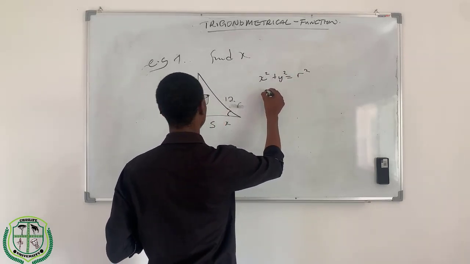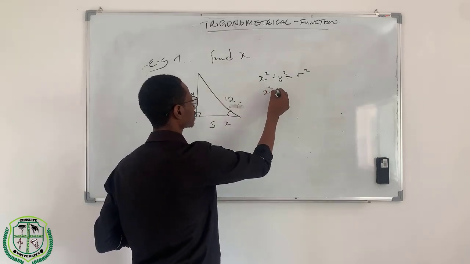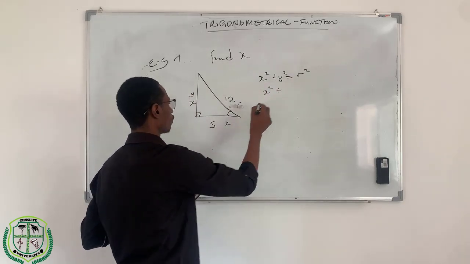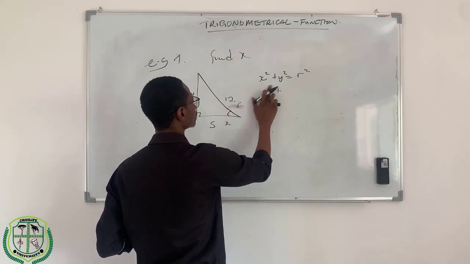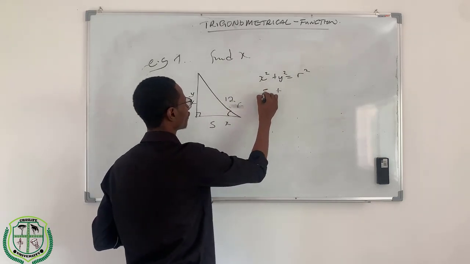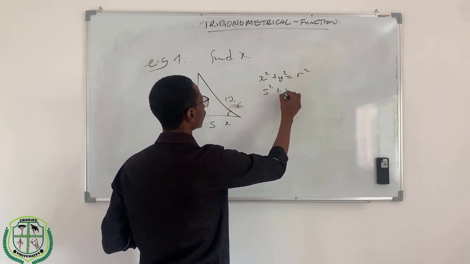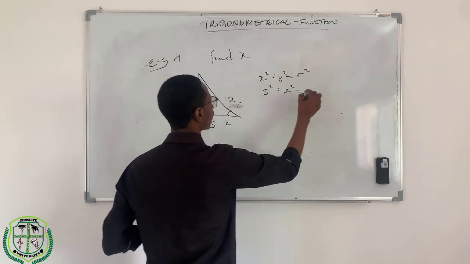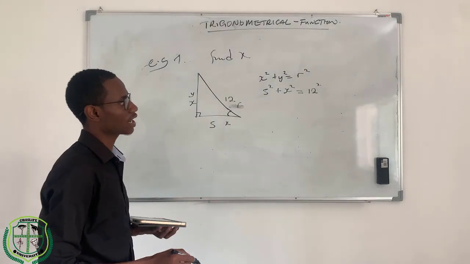So since we replace our x, we don't know what our x is, we know what our y is. What is our y? Our y is, of course, here in this case, we know that our x is 5 squared plus our y. What is our y? Our y we don't know. And what is our r? Our r is 12. Okay? Our r is 12.